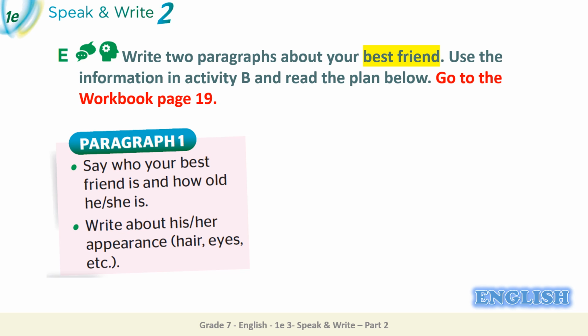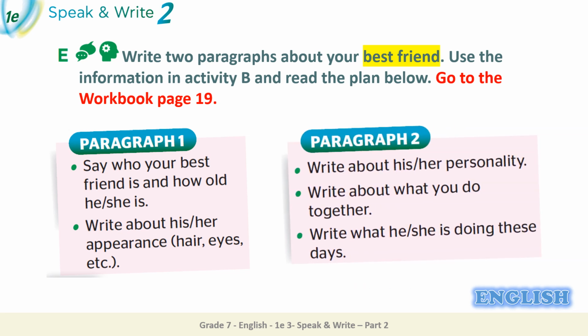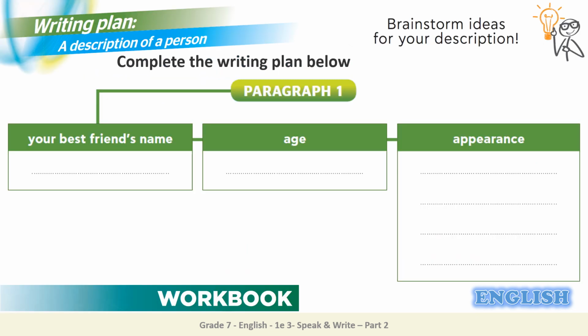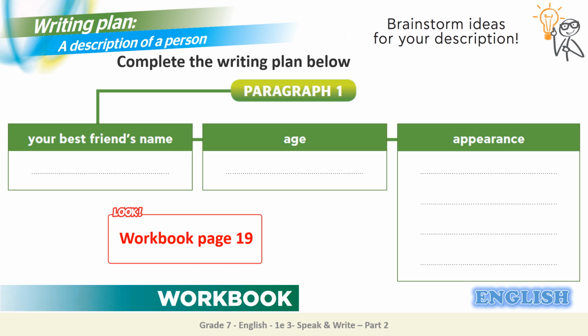While in paragraph two, we have three points. For example, one, write about his or her personality. Two, write about what you do together. Three, write what he or she is doing these days. Now, let's take the notes and use them to complete the writing plan. But first, remember, go to workbook page 19.